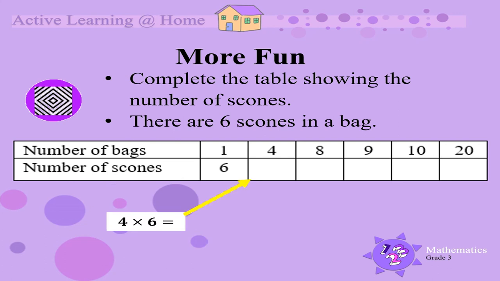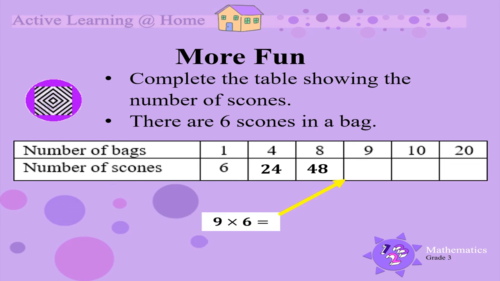So 4 times 6 is 24. 8 bags times 6 scones is 48. 9 bags times 6 scones is 54. 10 times 6 is 60.